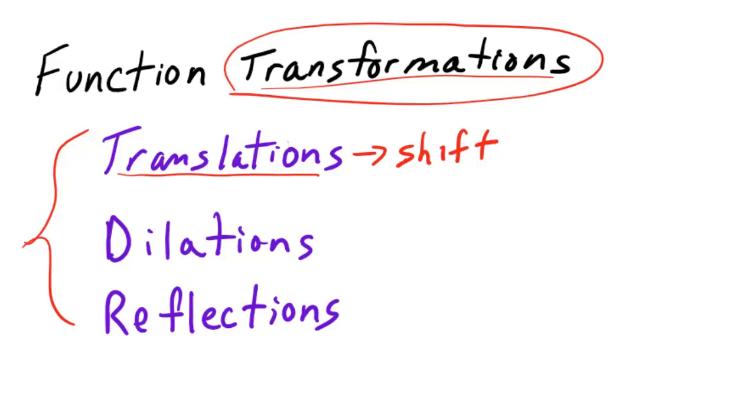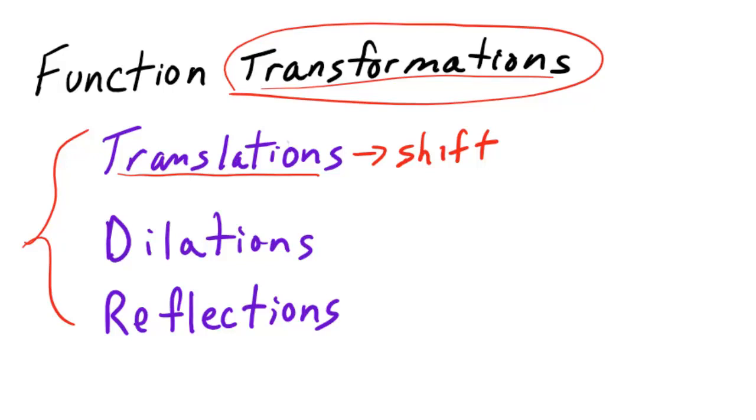And a translation is just a movement up or down, right or left of the graph without actually rotating it, stretching it to get it bigger, or compressing it smaller, or flipping it over. Okay, so translations are the easiest of the three types that we're looking at here. But I am going to show all of them.